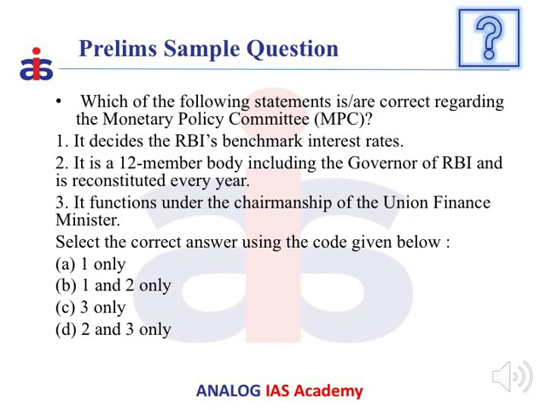2. It is a 12-member body including the governor of RBI and is reconstituted every year. This statement is false because it is a 6-member body including the governor. 3. It functions under the chairmanship of the Union Finance Minister. This statement is also false because the chairman is the RBI governor. So the answer is A, 1 only.